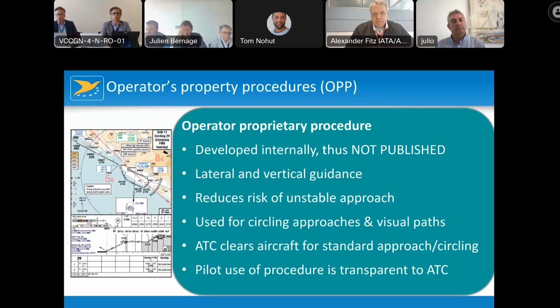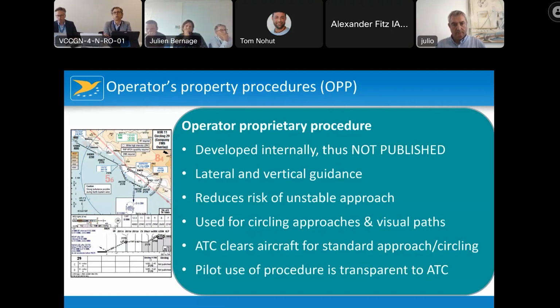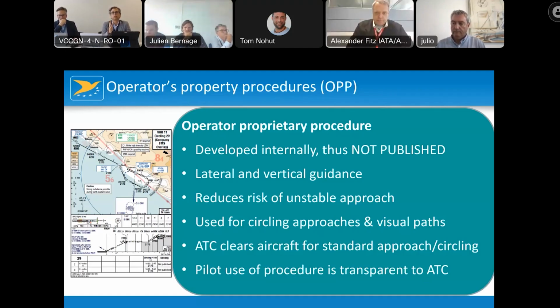The operator proprietary procedure, as I said, is not published. You have lateral and vertical guidance. Although in the original approach, because normally you are doing an overlay, you may not have vertical guidance, in the operator proprietary procedure, and this is a safety enhancement, you will have the vertical guidance. We will have more on the safety case with EasyJet in a moment. It reduces the risk of unstable approach. Again, this information is a presentation that we developed in ICAO.